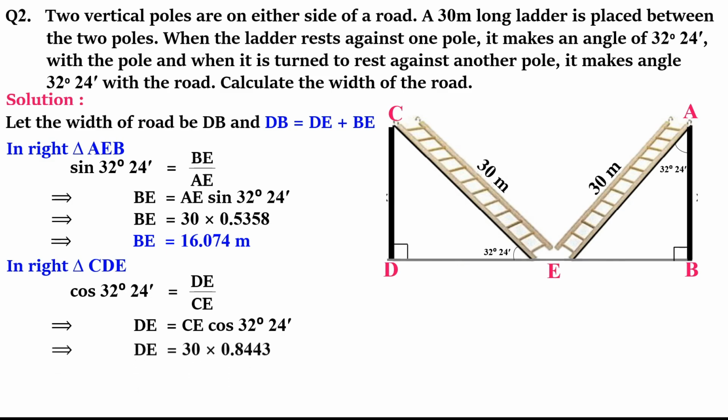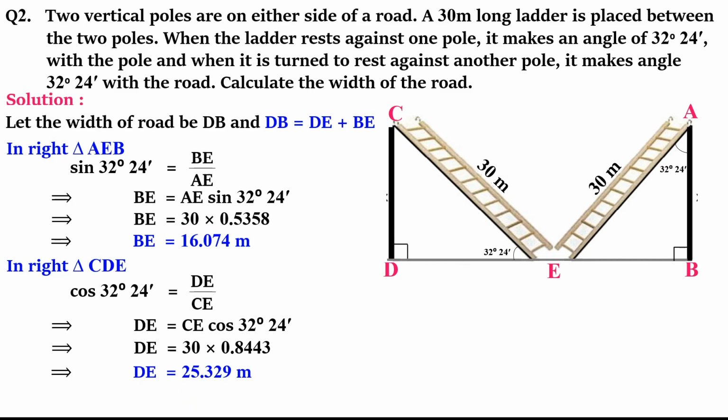Now we will substitute the values. CE is still the ladder, the length of the ladder. So it is still 30 into the cos 32 degree 24 minutes, which is not a standard angle. So you will find it from the trigonometrical tables, and we have the value as 0.8443. So when we multiply, we get the value of DE as 25.329 meter. Now what was the question?